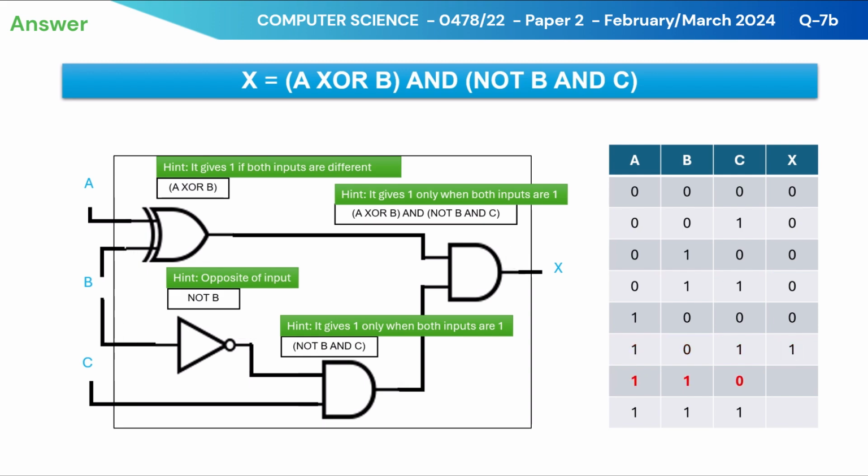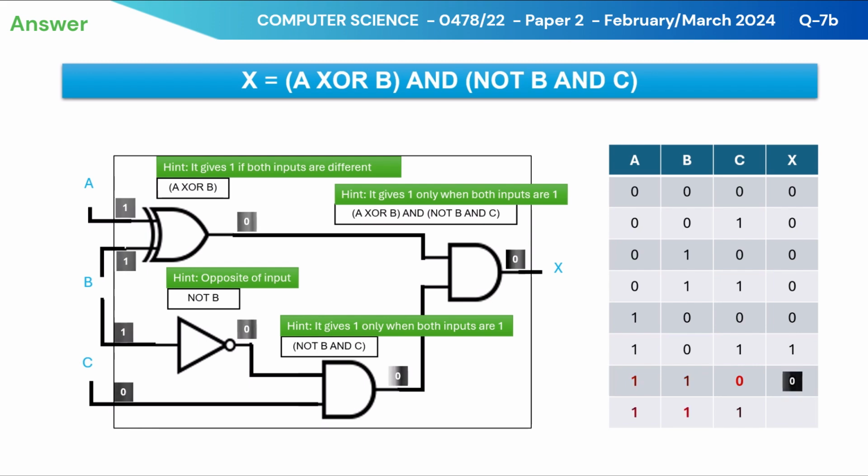Nice! Let's move to the next set of inputs, where A is 1, B is 1 and C is 0. 1 XOR 1 will be 0. Then NOT 1 will be 0. Then 0 AND 0 will be 0. Lastly, 0 AND 0 will result in 0, which is the answer.